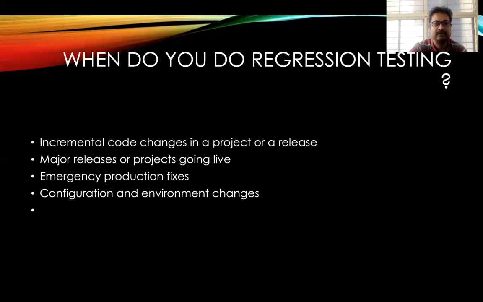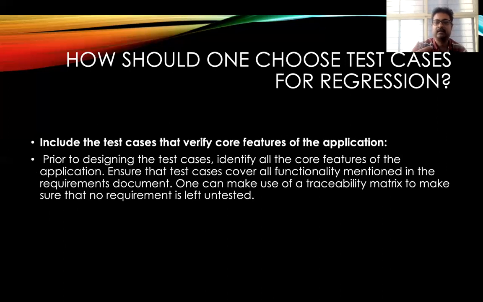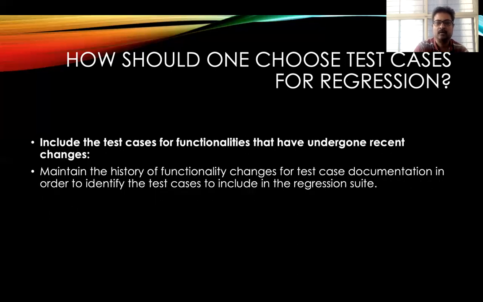We'll quickly have a revision. First, include the test cases which are frequently broken, where you are finding bugs frequently. Pick up those areas, those test cases. Then run the sanity cases, smoke test cases, where you test the end-to-end core features, important features, like the happy flow of your module. And then include the test cases for areas that have recently undergone changes and are not stable.